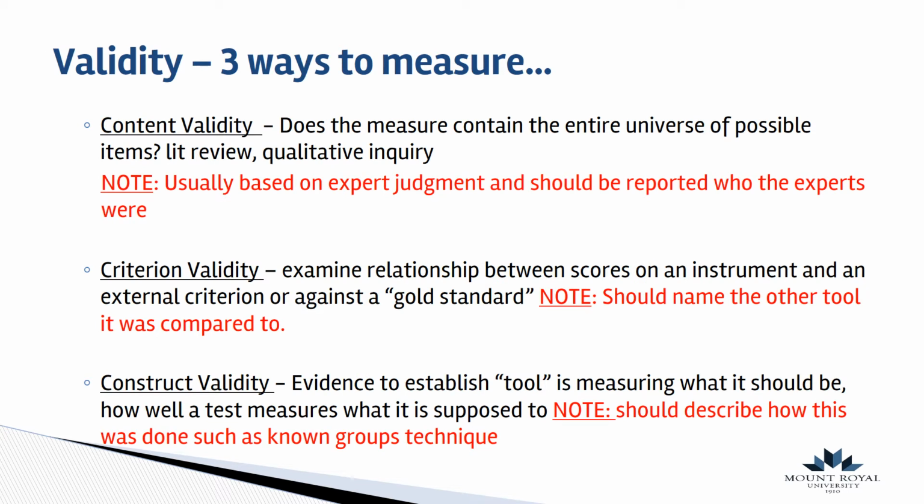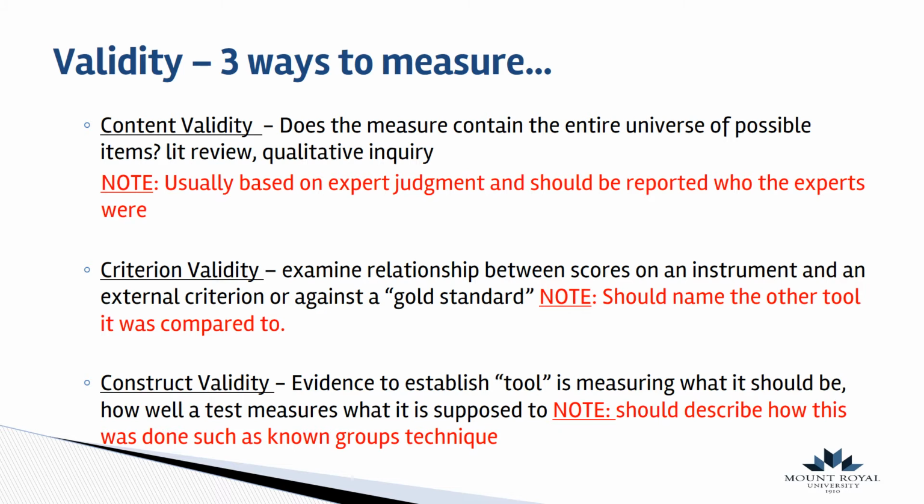So validity, there's three ways to measure validity. Number one is content validity. And what we ask ourselves here is, does the measure contain the entire universe of possible items? So how would we go about determining if a scale to measure happiness contained the entire universe of possible items? Well, sometimes we would do a lit review and look at what's in the literature around characteristics or what the concept of happiness should involve.